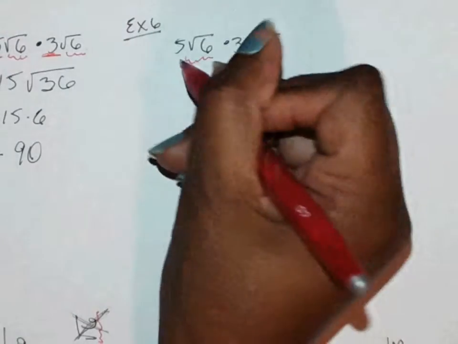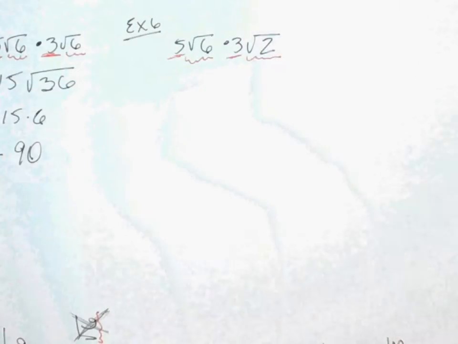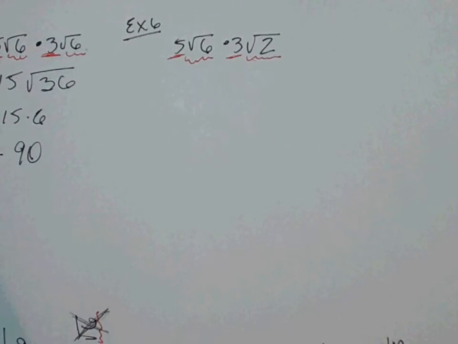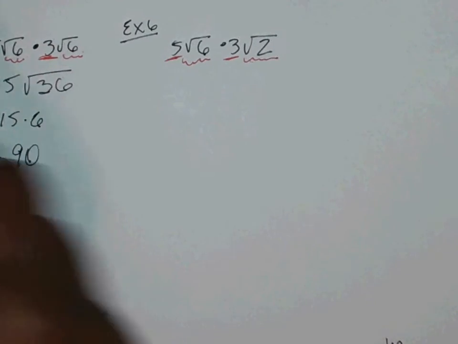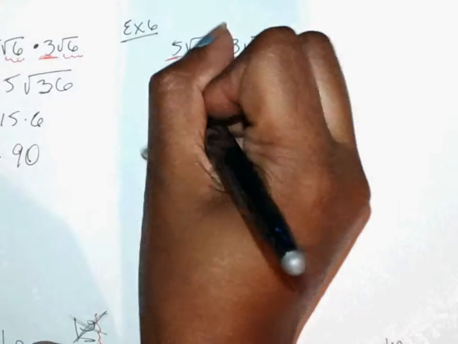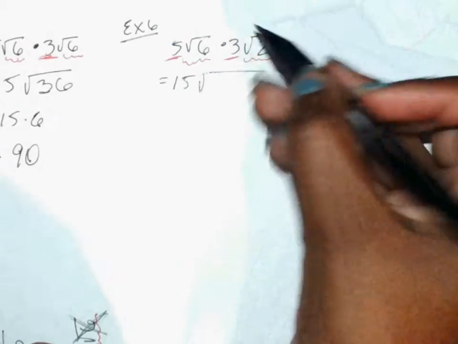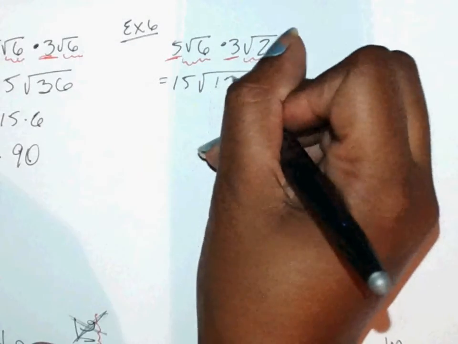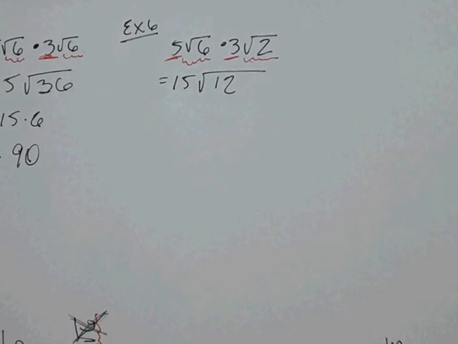I'm going to multiply the numbers up front, multiply the numbers under the radical, and then I'm going to see if I can simplify it again. So 5 times 3 is 15. Square root of 6 times 2. 6 times 2 is 12. I'm going to see if I can simplify that. Can I? Yes, I can.